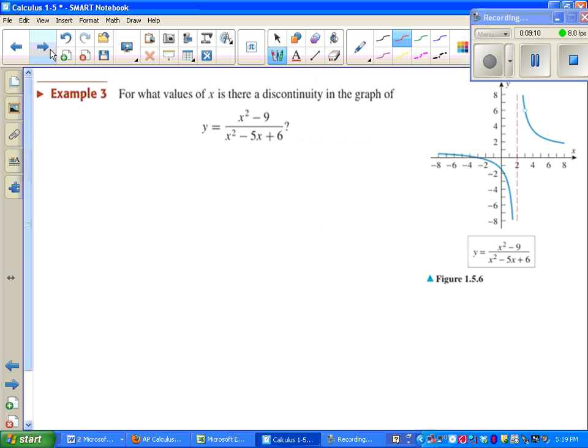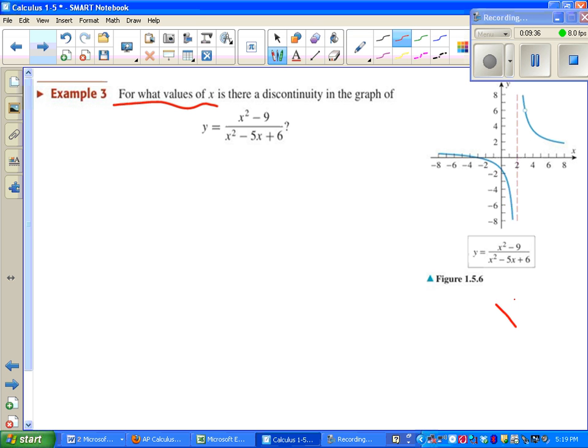Example 3 asks, for what values is there a discontinuity in the graph? And I gave you the graph, so we're going to do this two ways. First, let's look at the graph. Pause the video for a second and try to guess where the two discontinuities are just by looking at the picture. I'm telling you right now there's 2 of them. And I'm looking for x values. How do I know I'm looking for x values? It says for what values of x. Pause now.